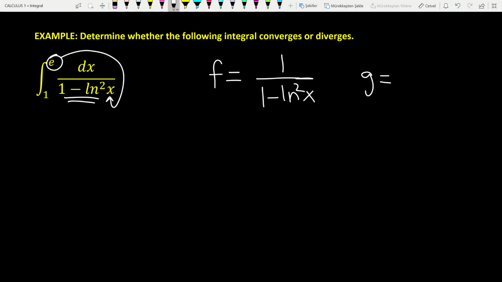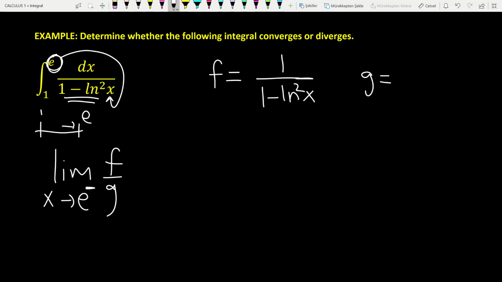So we should create another function g, and we should look for the limit of f over g when x tends to the point e, since e makes the integrand undefined, from the left. Okay, this is the point 1 and this is the point e. This is why we approach from the left. The limit of f over g is equal to, so I should write a function for g. Let's say g is equal to 1 over e minus x.